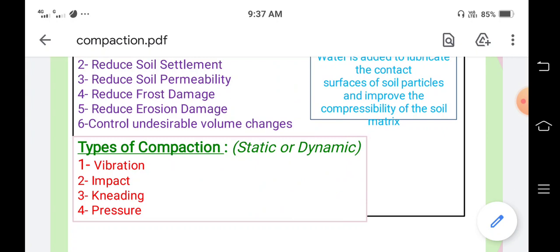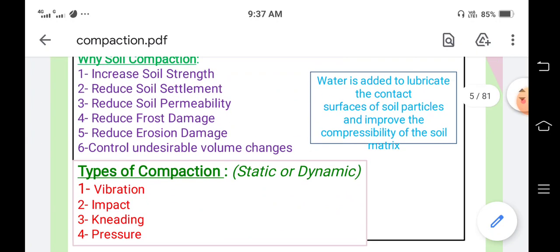It also reduces the frost damage, meaning the damage due to ice fall. It also reduces the erosion which is created. It also controls undesirable volume changes. So we can add water to lubricate the contact surface of the soil particles and improve the compressibility of the soil matrix.